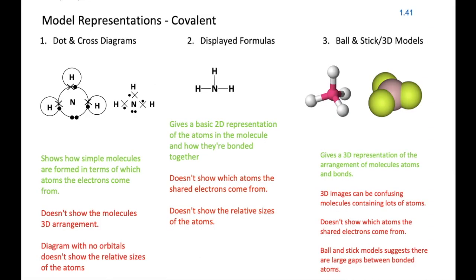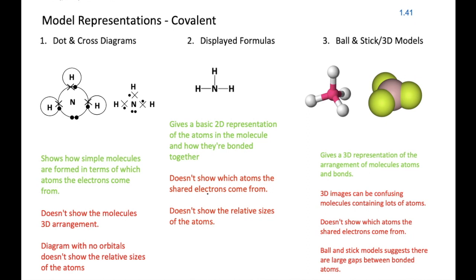So looking at various models to represent simple covalent molecules, dot and cross diagrams are again good at showing how covalent bonds form in terms of electrons. They don't show, however, the molecule's 3D arrangement, and diagrams like this, which show the shared electrons but don't show the electron shells, don't take into account the relative sizes of the atoms. Displayed formulas look like this and have lines representing covalent bonds. This gives a basic 2D representation of the molecule, and it shows the atoms and the bonds, but it doesn't show which electrons the atoms come from, as obviously the dot and cross diagrams do.